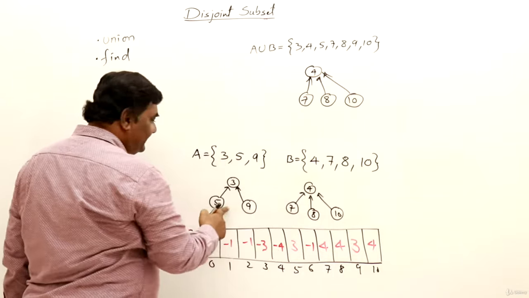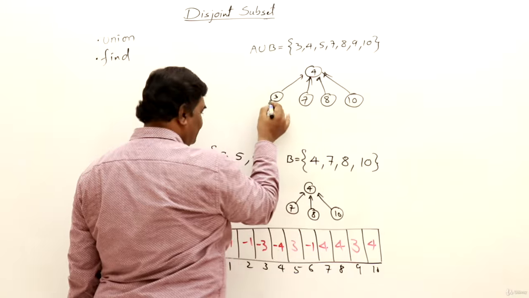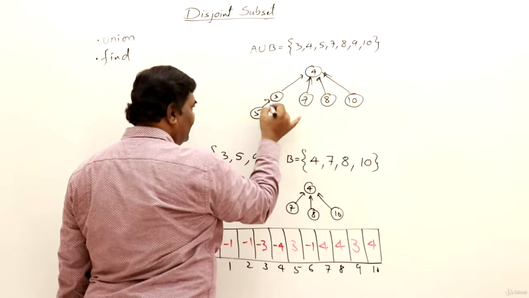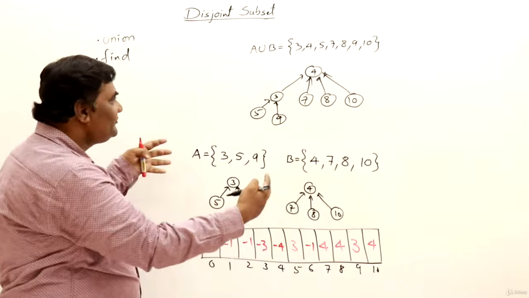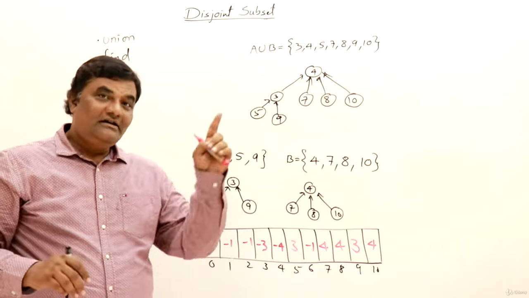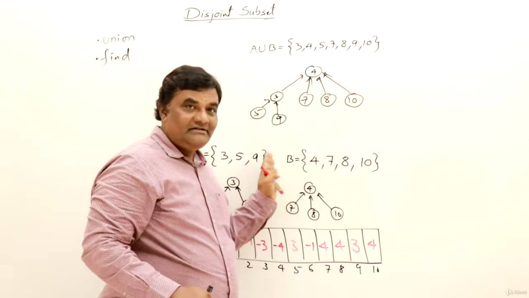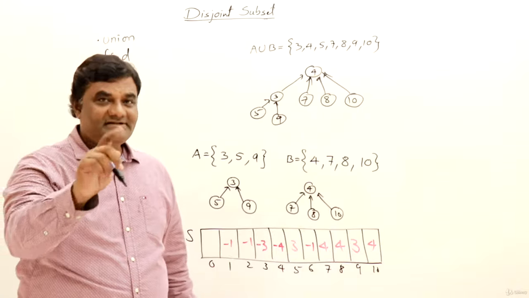Then what about this 3? Along with its children, 3 will be pointing onto this one. So this is 5 and this is 9. So all these nodes are joined together under 4. They are connected, right? These were independent, two different sets. There was nothing common. Now they are joined together, they became a single set.